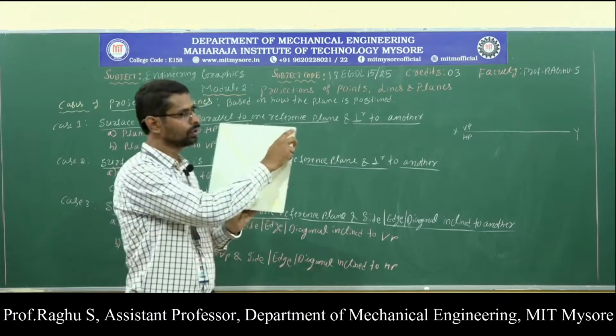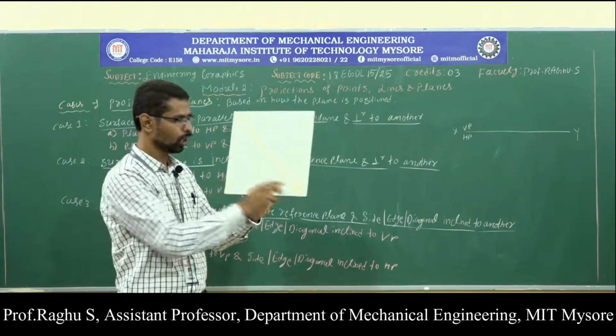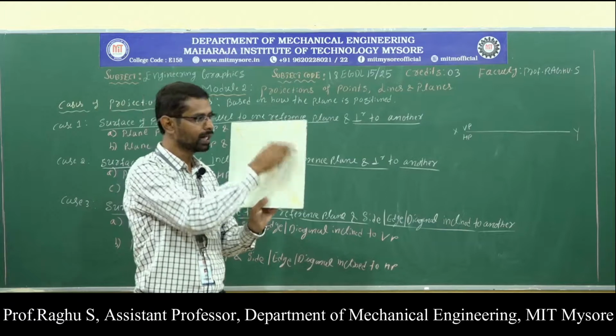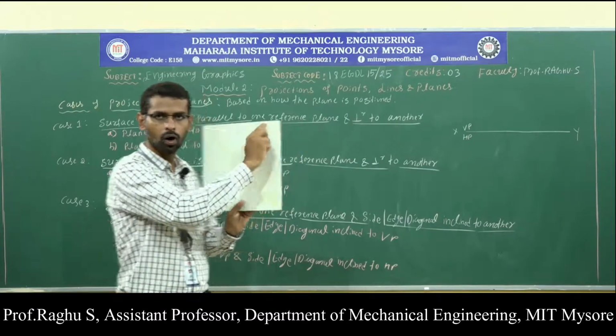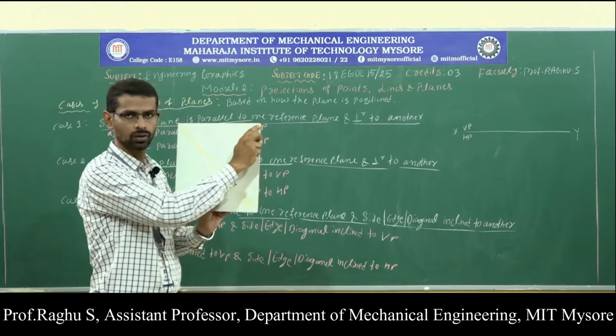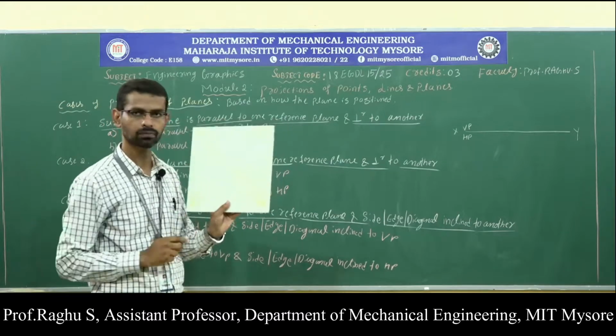Next, corner. This is called a corner. Here, these are all corners. Corners are formed by the intersection of 2 edges.